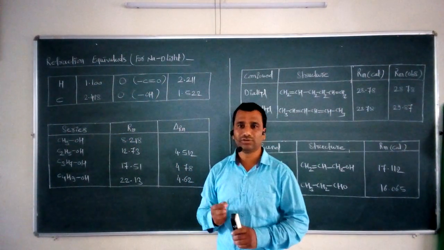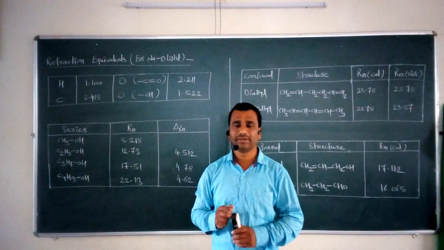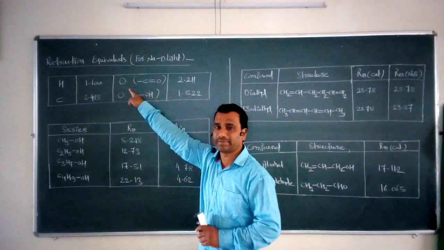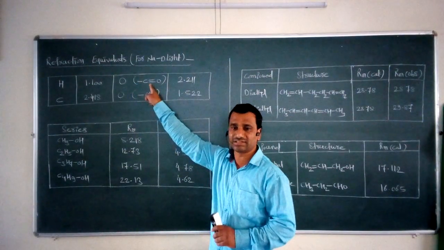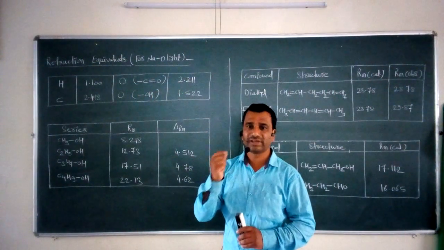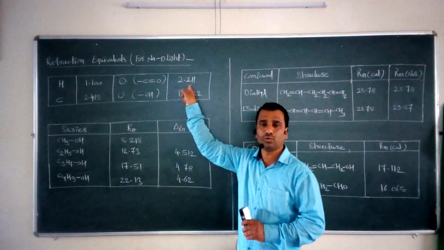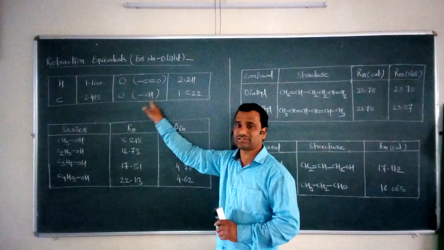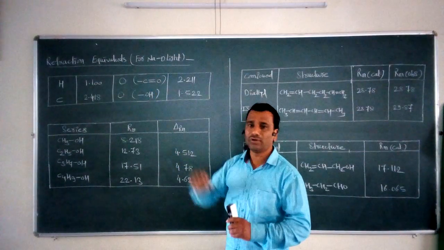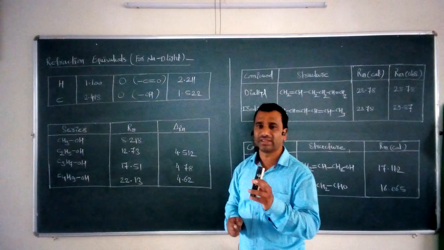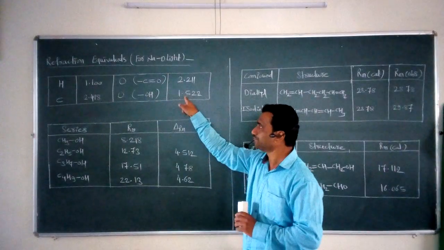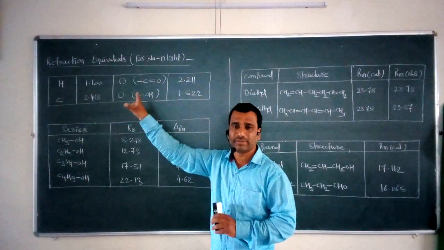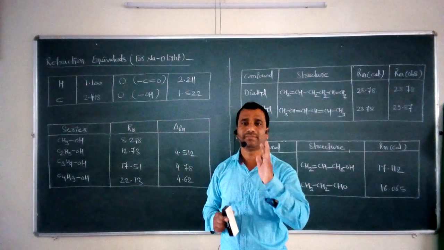The third important atom in a molecule is oxygen, which may be present in different functional groups. If oxygen is present in a carbonyl group, that is C double bond O, then its atomic refraction value is 2.211. On the other hand, if the same oxygen is present in a hydroxyl functional group, that is OH, then its atomic refraction value is different, equal to 1.522. So these are some common atomic refraction equivalent values for some atoms.